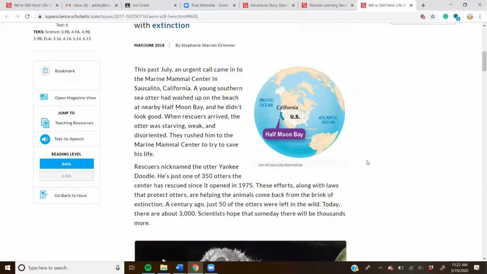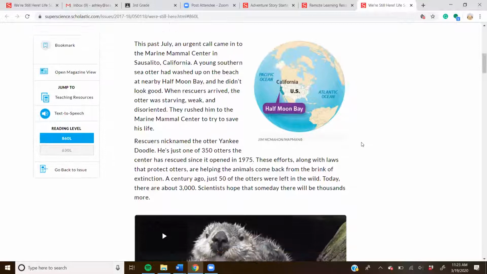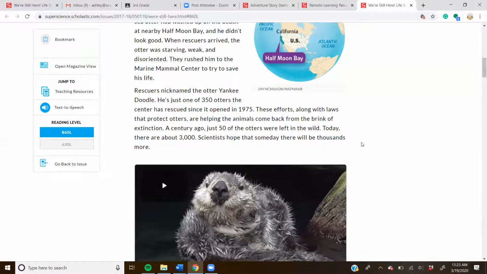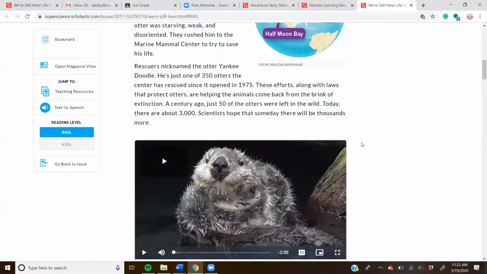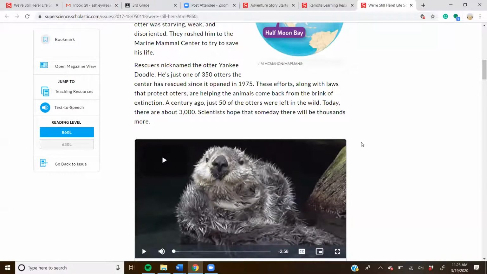Where are we? Rescuers nicknamed the otter Yankee Doodle. He's one of the 350 otters the center has rescued since it opened in 1975. These efforts, along with the laws that protect otters, are helping the animals come back from the brink of extinction.